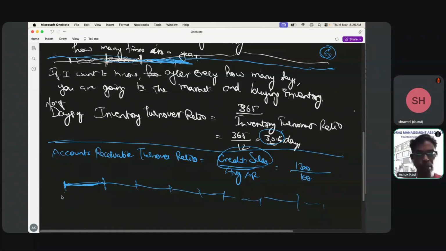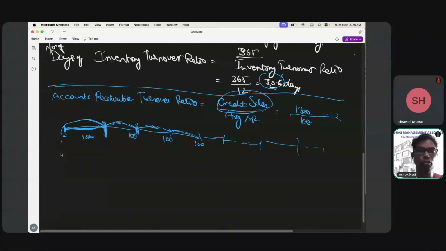So here you are doing one credit sale, creating an account receivable, then after a few days you are getting the payment. Once you get the payment, then again you are doing credit sales. So here it was 100, then it becomes 0, then again you are doing credit sales and it becomes 100. Every time it becomes 0, then immediately it becomes 100. So this is happening 12 times in a year. Now you want to know after every how many days.